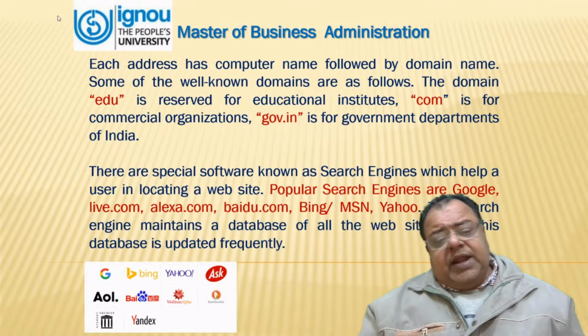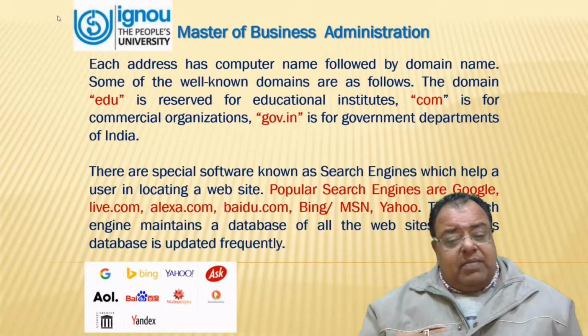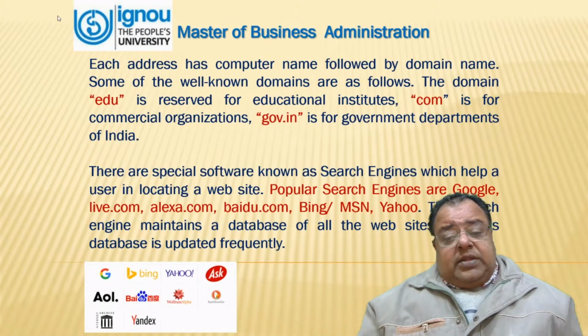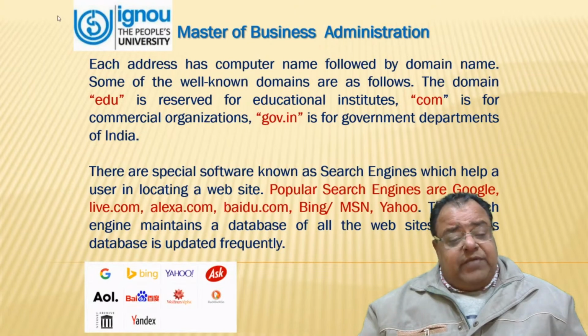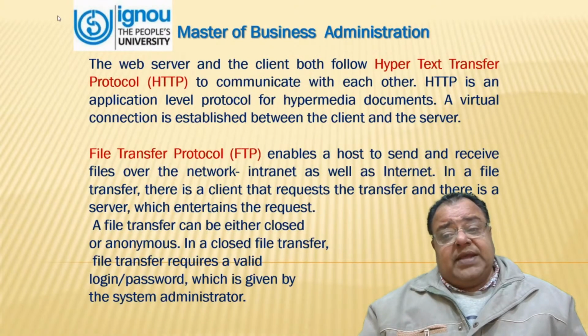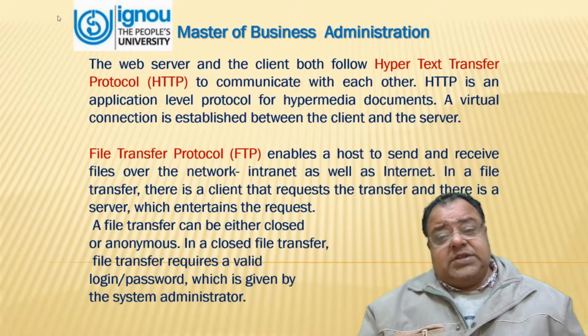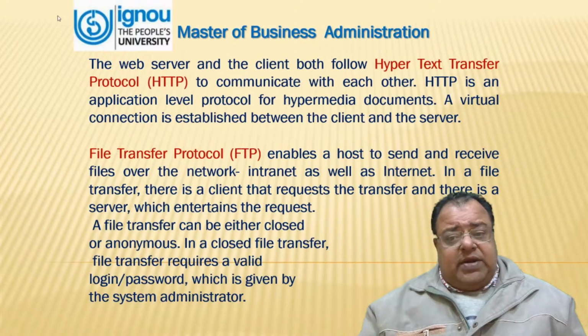There is special software known as search engines which helps users in locating a website. Popular search engines are Google, Live.com, Alexa.com, Baidu.com, and Yahoo. The search engine maintains a database of all the websites, and this database is updated frequently. The web server and the client both follow Hypertext Transfer Protocol, that is HTTP, to communicate with each other. HTTP is an application level protocol for hypermedia documents. A virtual connection is established between the client and the server.